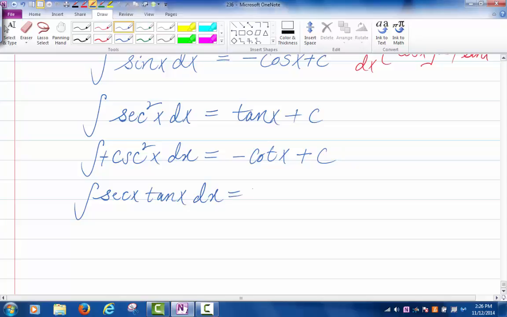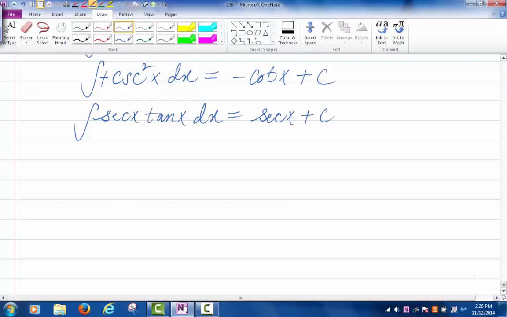What's the antiderivative of that? This is the derivative of what? This is the derivative of secant x. And I can do one more here. You can imagine what that is. Cosecant x, cotangent x, and this would be, even blindly we can say what that is, negative cosecant x, right? Is everybody okay? So that's the negative cosecant x plus c.